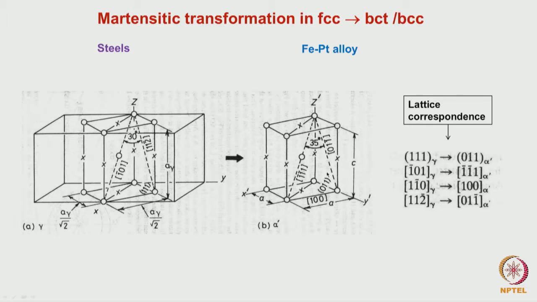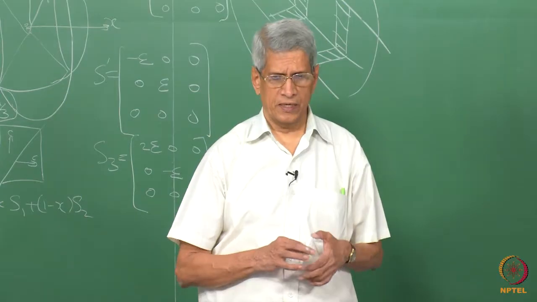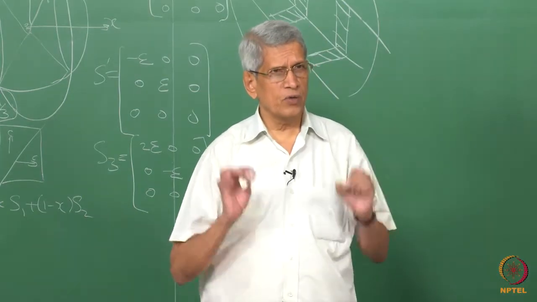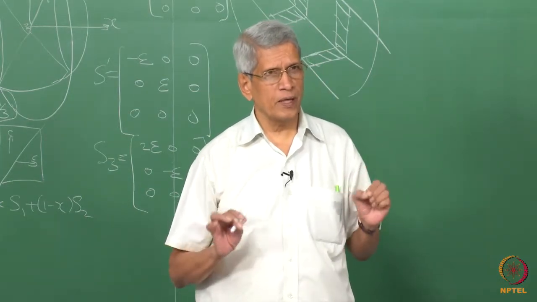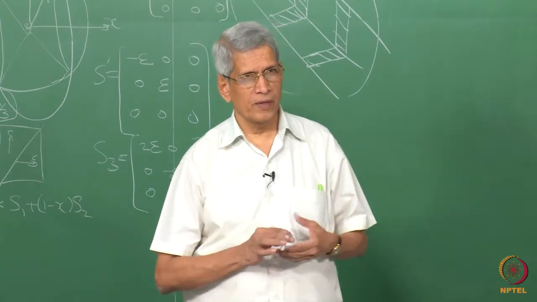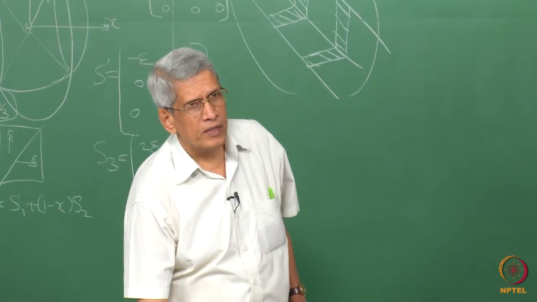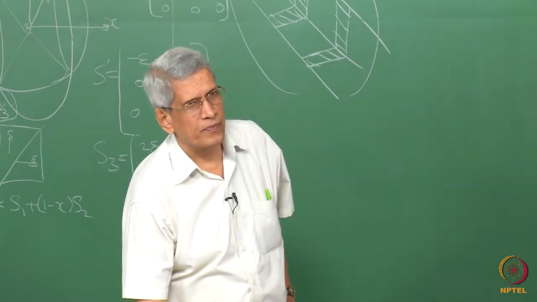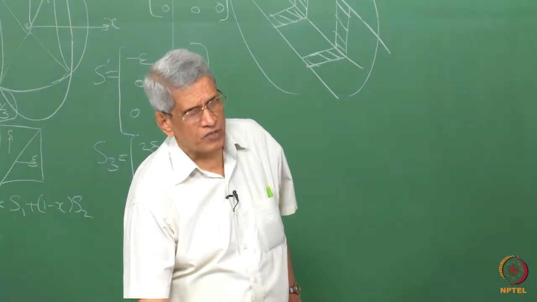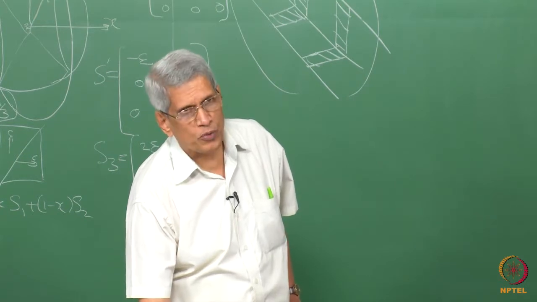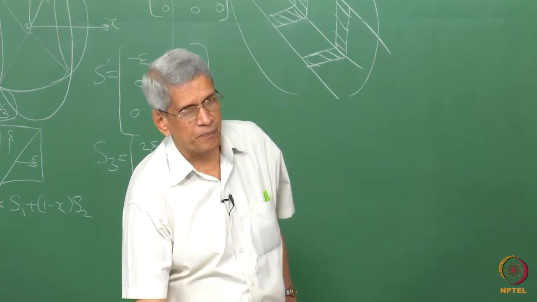Corresponding to that, the plane which turns out to be here is 011 alpha prime. Alpha prime is the martensite, BCT structure. We know that in BCC, the close packed plane is 110 type. So we have a correspondence between the close packed plane of the FCC transformed to the close packed plane of the BCC, correct.